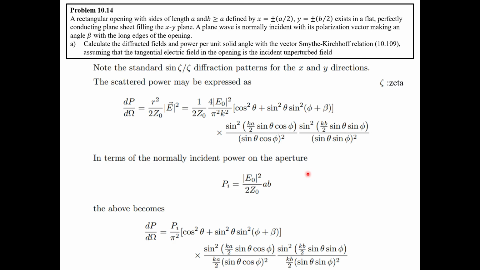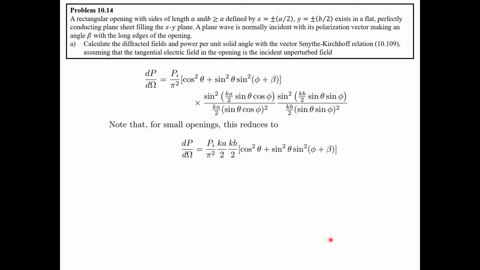The scattered power may be expressed as below in terms of the normally incident power on the aperture, Pi equals E field squared over 2 Z0 times ab. The above then becomes that. And note that for small opening, this reduces to dP over d sigma equals Pi over pi squared, ka over 2, kb over 2, times cosine squared theta plus sine squared theta times sine squared of phi plus beta.